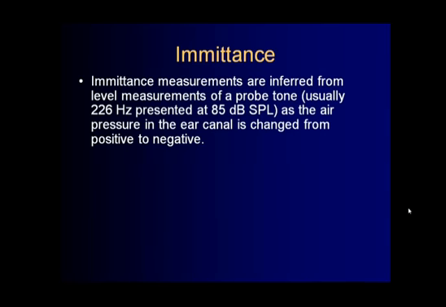Emittance measurements are inferred from level measurements of the probe tone as the air pressure in the ear canal is changed from positive to negative. So we're doing a bunch of things here all at the same time. We're playing a probe tone in the patient's ear. We're measuring the level of the probe tone, so there has to be a microphone. And then we're going to change the air pressure in the ear canal.